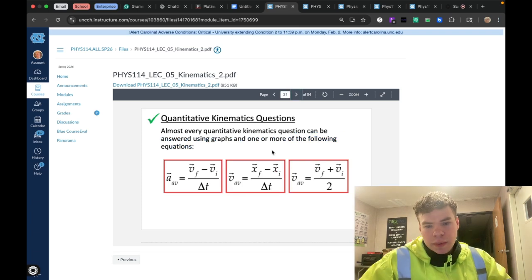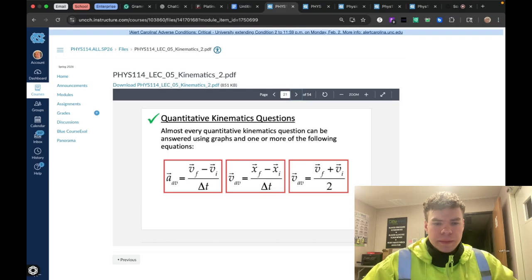So this is just more equations. Almost every quantitative kinematics question can be answered using one or more of the following equations. We already talked about that one: average acceleration equals change in velocity over change in time, and then average velocity equals change in position over change in time. Well, that's another good one.